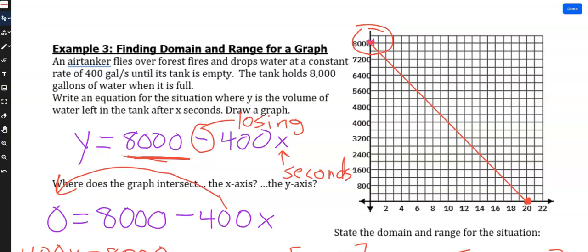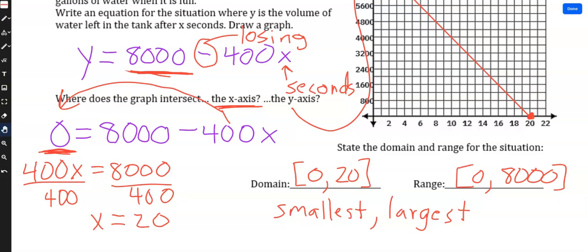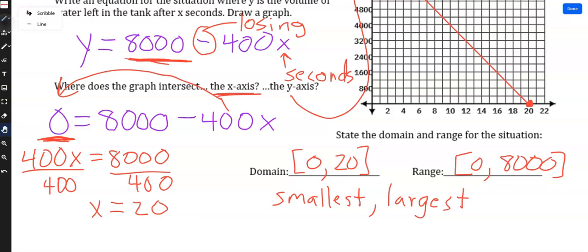Where does the graph intersect the x-axis? Well, we know where it intersects the y-axis, but the x-axis, that's where you have a y value of 0. And so then you start solving that equation. And of course, I moved the 400x over to the other side, made it positive, and then divided by 400. It would still work if you subtracted 8,000 and then divided by negative 400. You'd still get 20 seconds. So in 20 seconds of time, we have dumped all the water. So that's why we had that point right there.